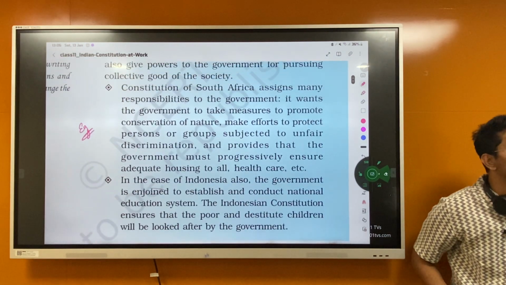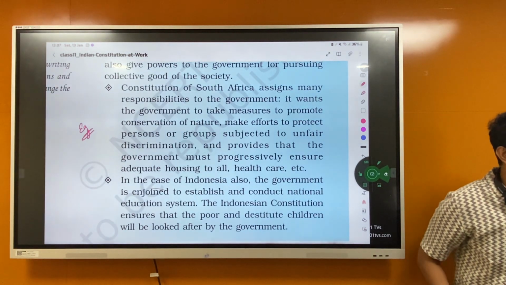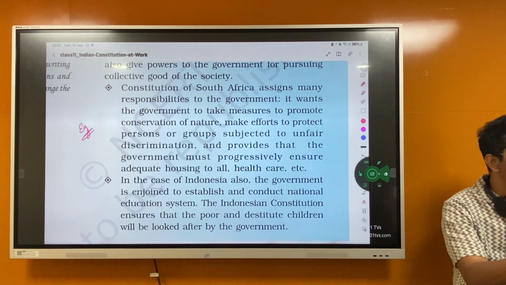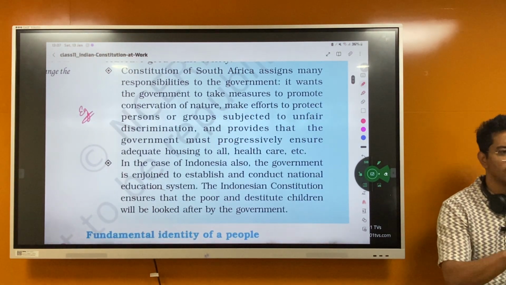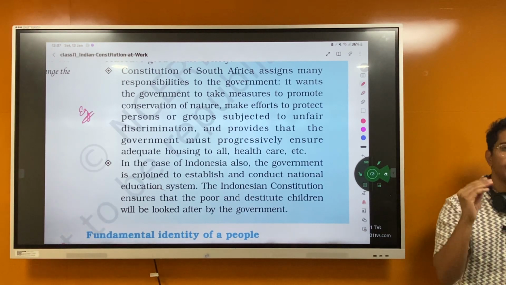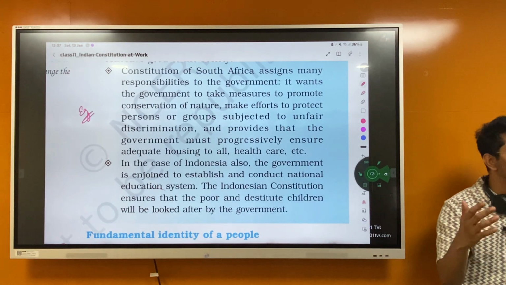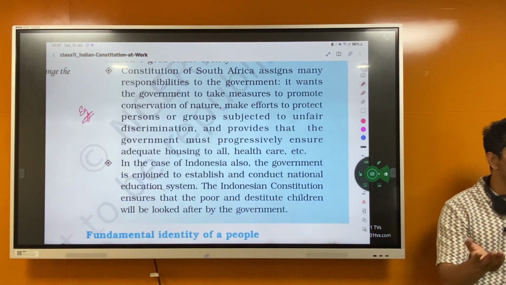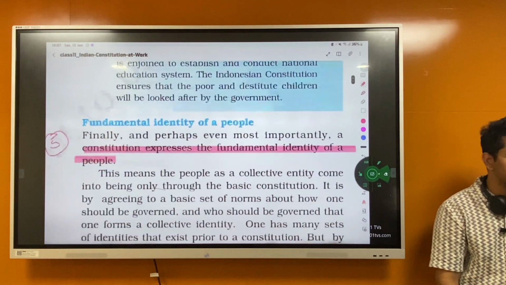Okay, so these are examples from the world, how in different parts of the world the constitution is helping. They have given the example of South Africa and Indonesia, just to understand how the constitution works in that country. You don't have to remember, just understand that in every part of the world, the constitution or the government tries to help their own people, be it a written constitution or an unwritten constitution. Some countries don't have a constitution at all. We'll read about it. Okay, next.